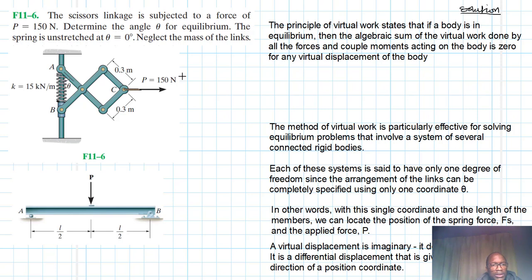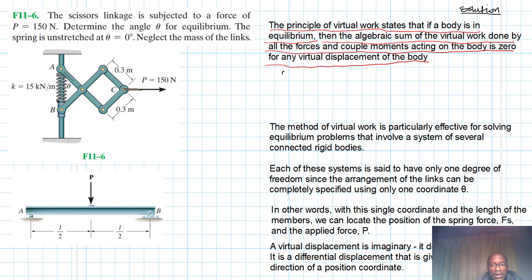So what is the principle of virtual work? All this text is coming from the same textbook, Engineering Mechanics Statics textbook, 13th edition by R.C. Hibbeler. The principle of virtual work states that if a body is in equilibrium, then the algebraic sum of the virtual work done by all the forces and couple moments acting on the body is 0 for any virtual displacement of the body.